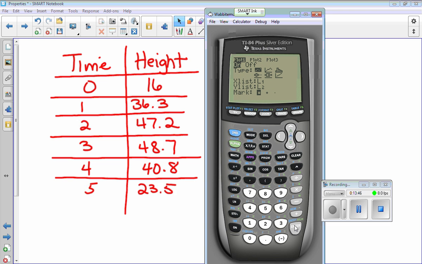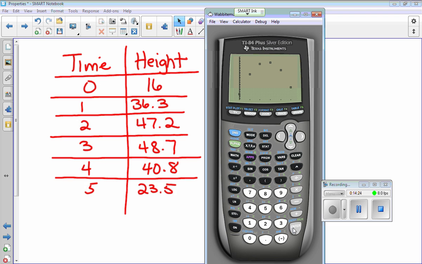And then we probably want to, I don't know what we want to do, change our window, right? X goes from 0 to 5, y goes from 16 to, I don't know. Sometimes if I do a standard window, I won't see any of the values because the y's are way too high, right? So maybe if I zoom stat, sometimes that's an option, and it will kind of fit it really good. Second y equals. You're going to turn it on. Okay, so I now have a picture of the points.